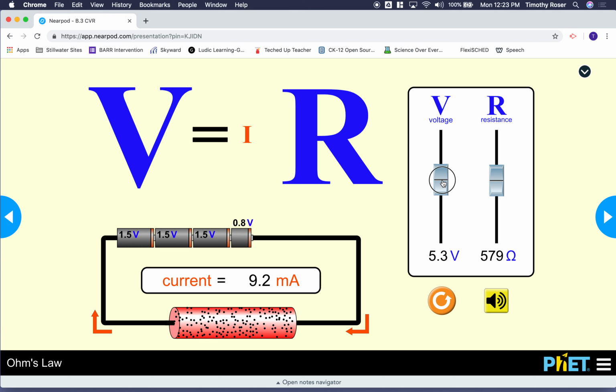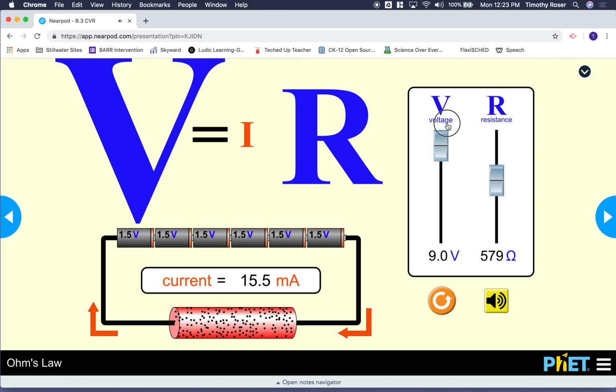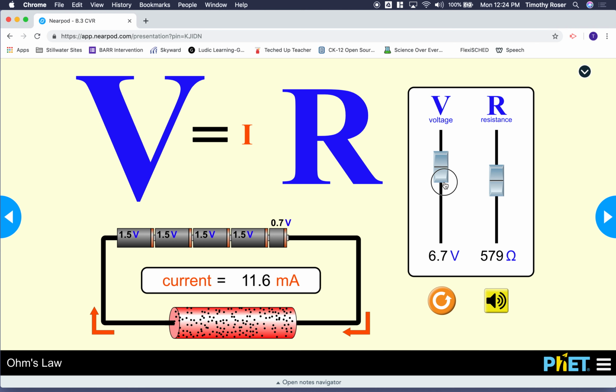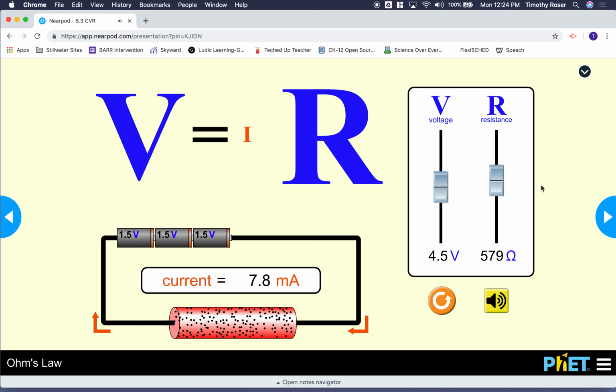So, as we change the voltage, what you notice is that the number of batteries changes. So, in this case, as we have more batteries, the voltage gets bigger, which is what we expect over here. And if you add all these together, 1.5 times 6, you would get 9, which is the amount of voltage we have. Let's go back down to about 4.5, 3 batteries.